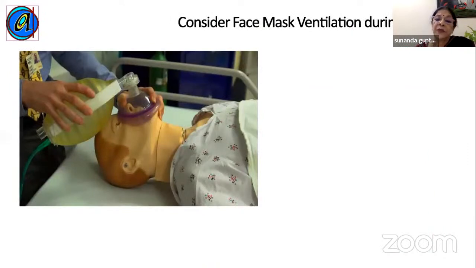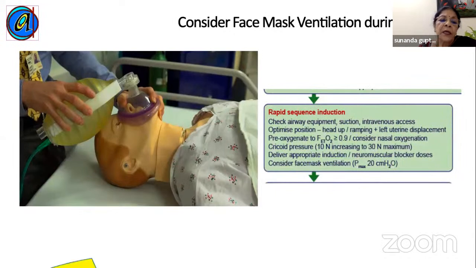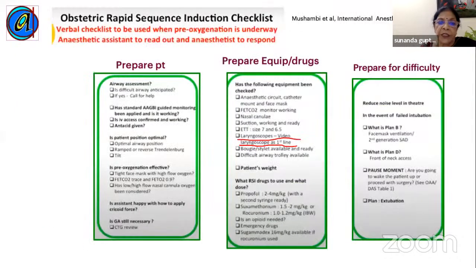Another important change which has occurred in these guidelines is considering face mask ventilation during the apnea period. What is important is we used to teach that you should not ventilate these patients because of fear of regurgitation and aspiration. But now they say that during this apnea time, you need to ventilate with a Pmax of 20 centimeters of water.